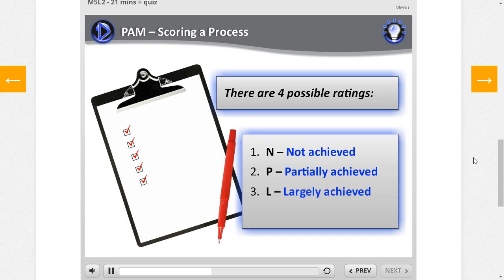L. Largely achieved. There is evidence of a systematic approach to, and significant achievement of, the defined attribute in the assessed process. Some weakness related to this attribute may exist in the assessed process. F. Fully achieved. There is evidence of a complete and systematic approach to, and full achievement of, the defined attribute in the assessed process. No significant weaknesses related to this attribute exist in the assessed process.